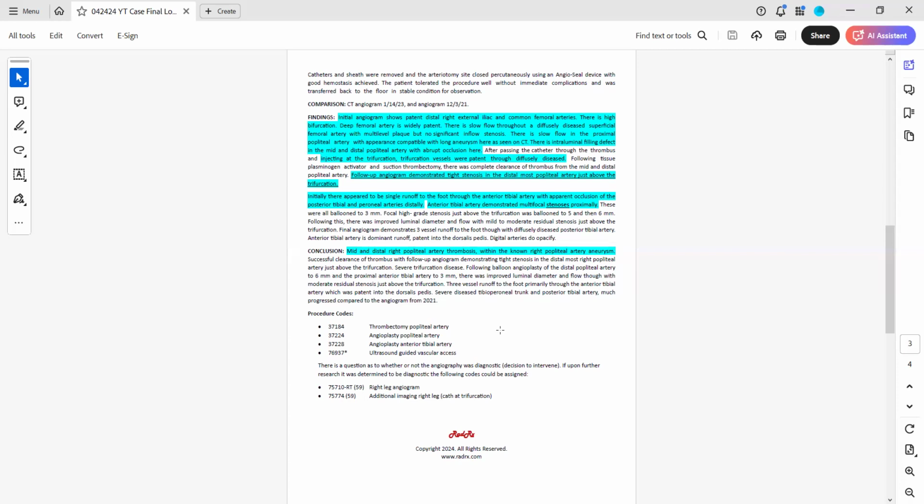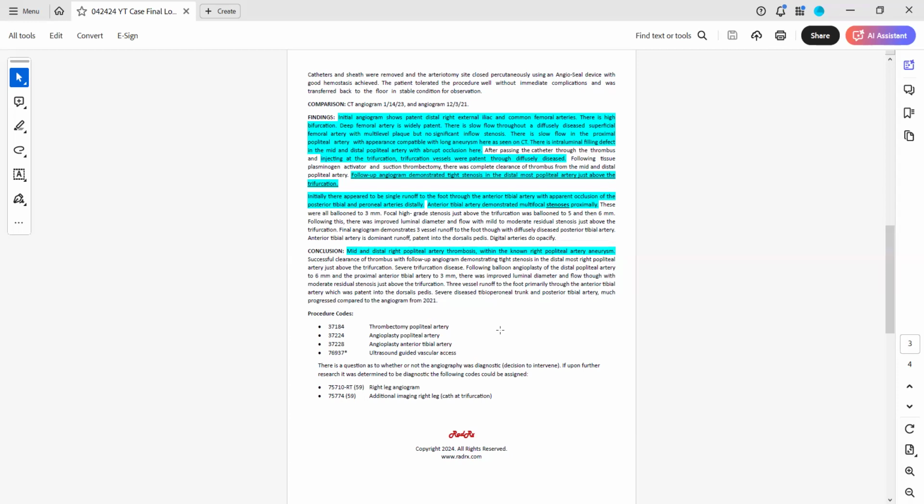So that's what we want to look for there. And so then just to review, or I'm sorry, let me go back for a moment here. So we saw in the first page, I mentioned that popliteal stenosis was documented clearly for 37224, but we didn't see stenosis clearly documented for the anterior tibial artery. But we do see it here in the second paragraph of findings.